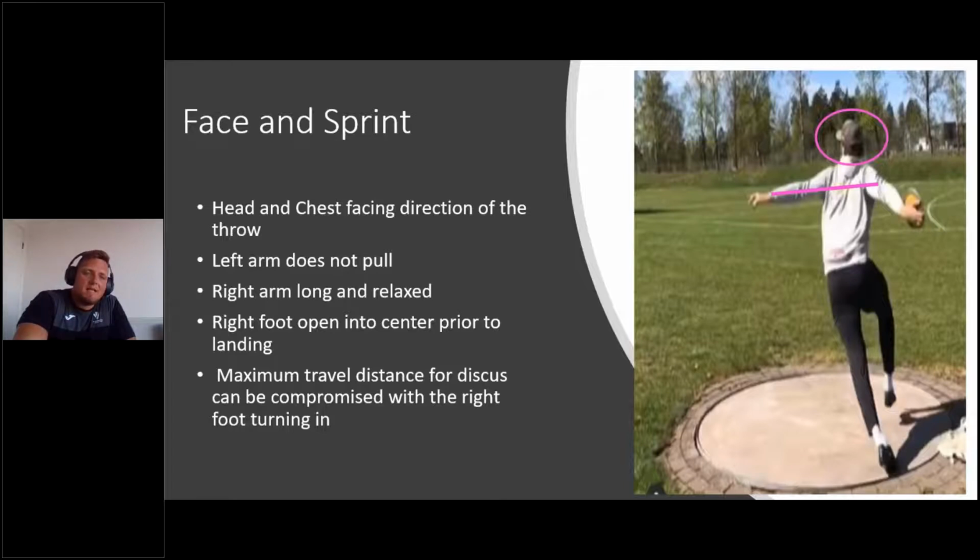Right foot open into the center prior to landing. Again, if you look at his right foot in this position here, his right foot is not turning in too early. It is open.